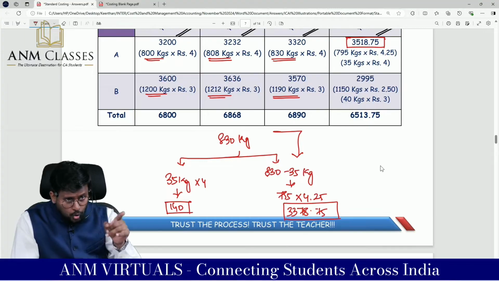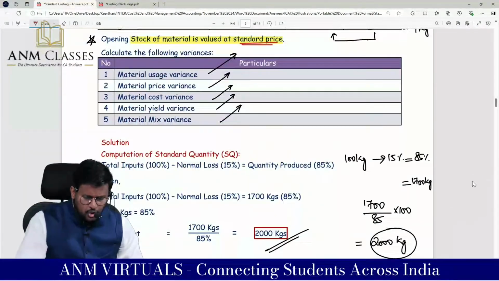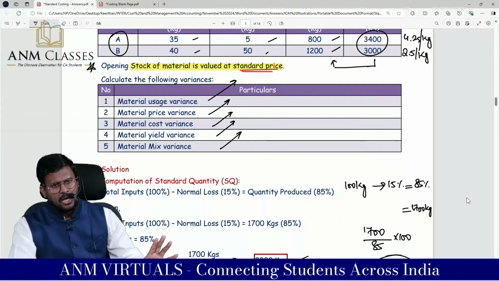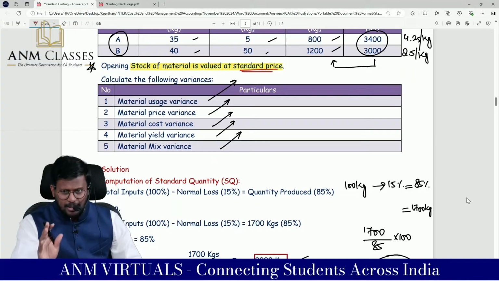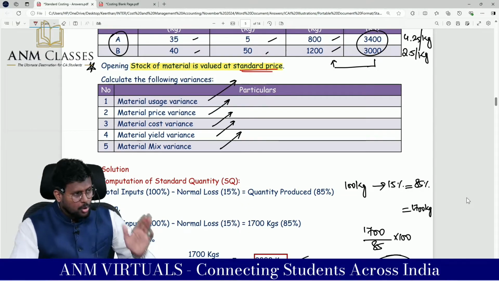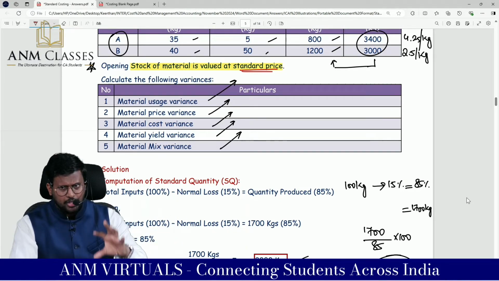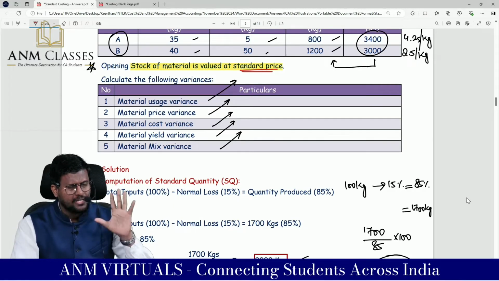Like that you should not do. That's why the question specifically highlights that the opening stock is valued at a particular price. So at what price should we value the opening stock? That means indirectly they are saying the FIFO method, first in, first out: consume the first stock first. So consume the opening stock first, at the standard price, and consume the recent purchases at the actual price.